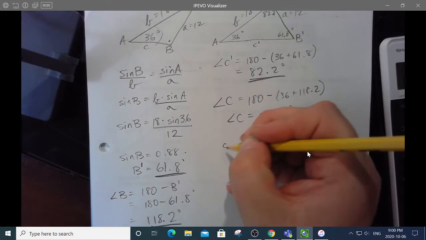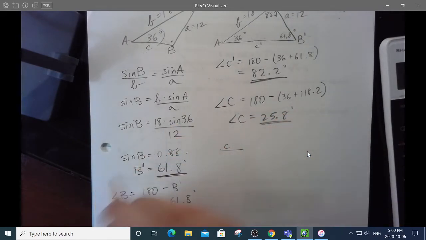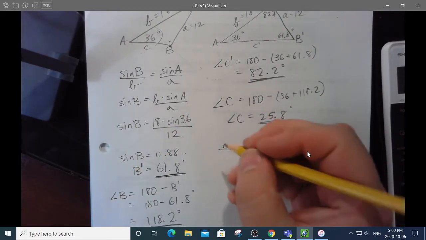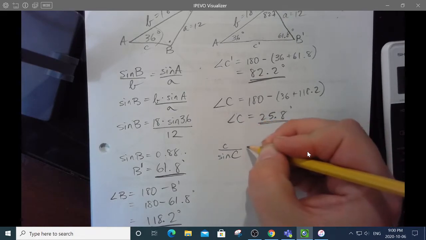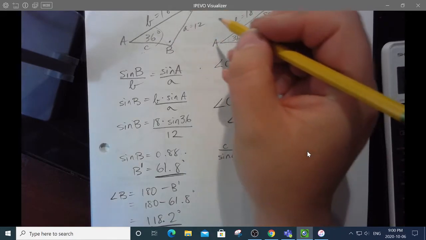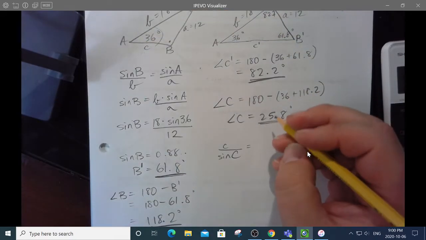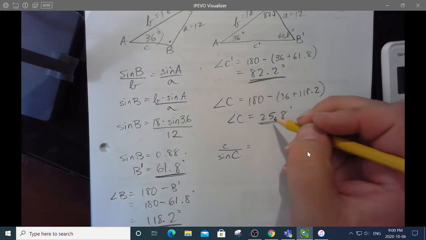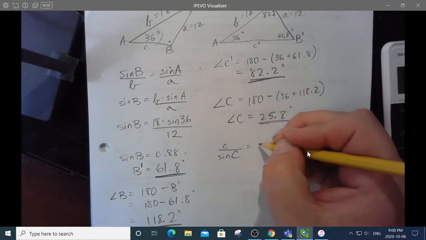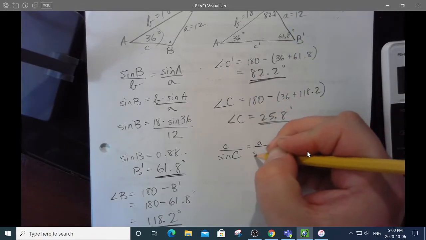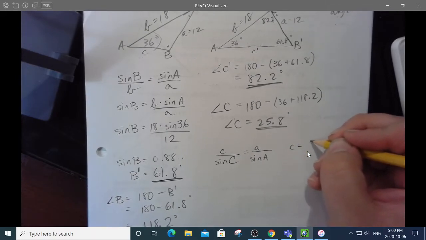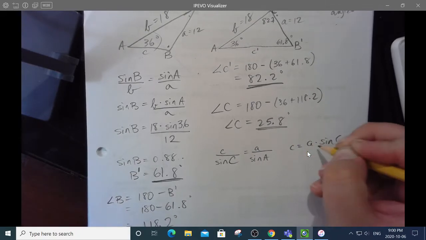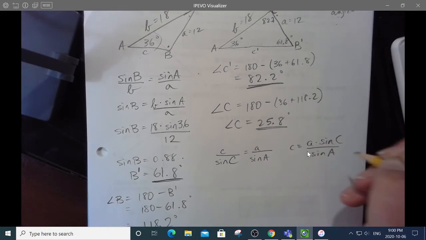So I'll find side C over the sine of angle C, this is the one I just found, so I'll do this one. Side C over the sine of angle C is, and I was given A and angle A. So A was 12. So A over the sine of A. So C is equal to A times the sine of C over the sine of A.